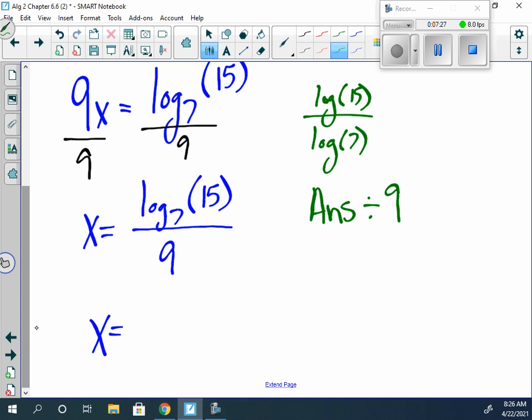And then we can do A and S, or really if you hit the dividing key, after we find out what log of 7, or log of 15 over log of 7 is, and hit 9, it will also give you your answer, which is 5.5, third decimal place.